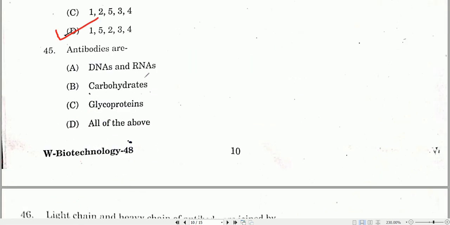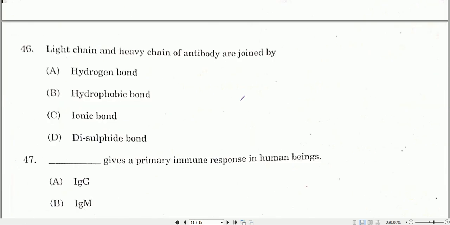Coming to question number 45. Antibodies are glycoproteins. So option C will be the correct one. Coming to question number 46. Light chain and heavy chain of antibodies are joined by disulfide linkage or disulfide bond. So option D will be the correct one.